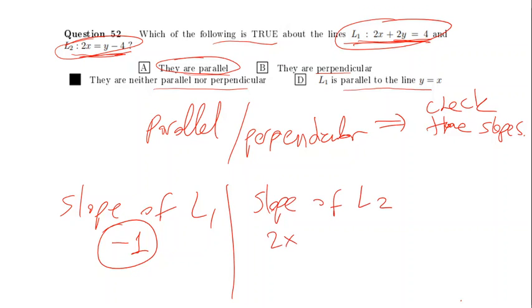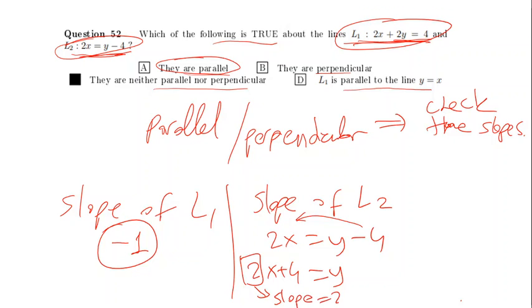So here 2x is equal to y minus 4. So you send 4 to the other side, you get 2x plus 4 is equal to y. And then here the slope is 2. So y is alone, so the coefficient of x is the slope, 2. So we have this one, 2.